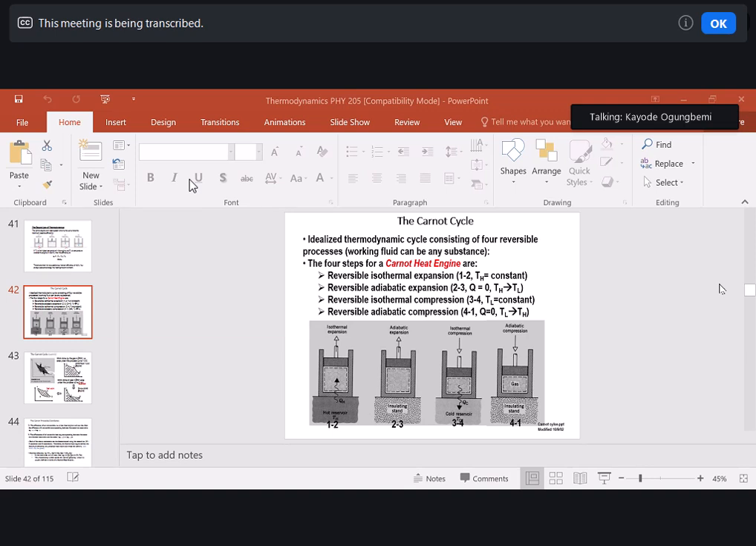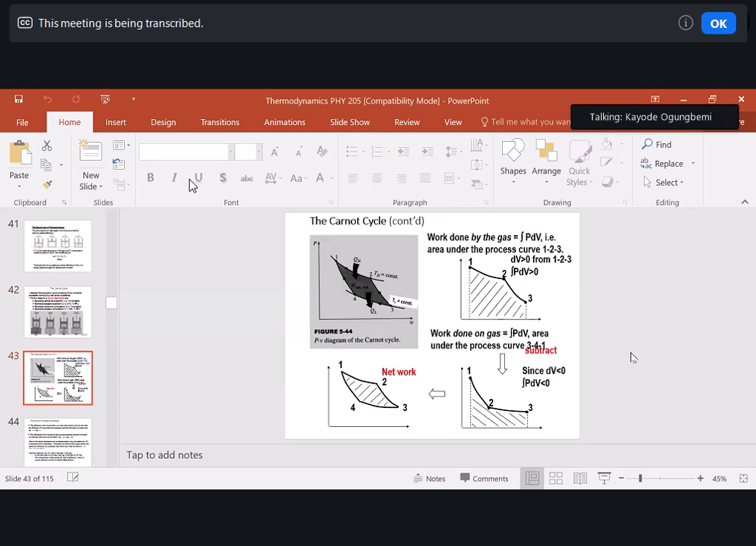We are now taking it to a classroom setting. What I've explained here, we are now taking to a classroom setting. Here we are. So what I've explained now, you can see it. The process starts from 1 to 2.